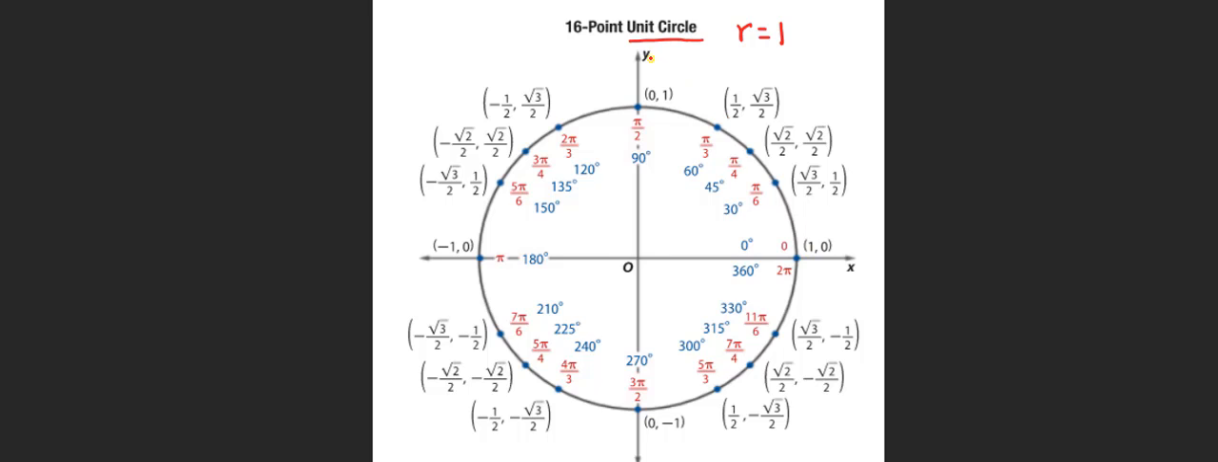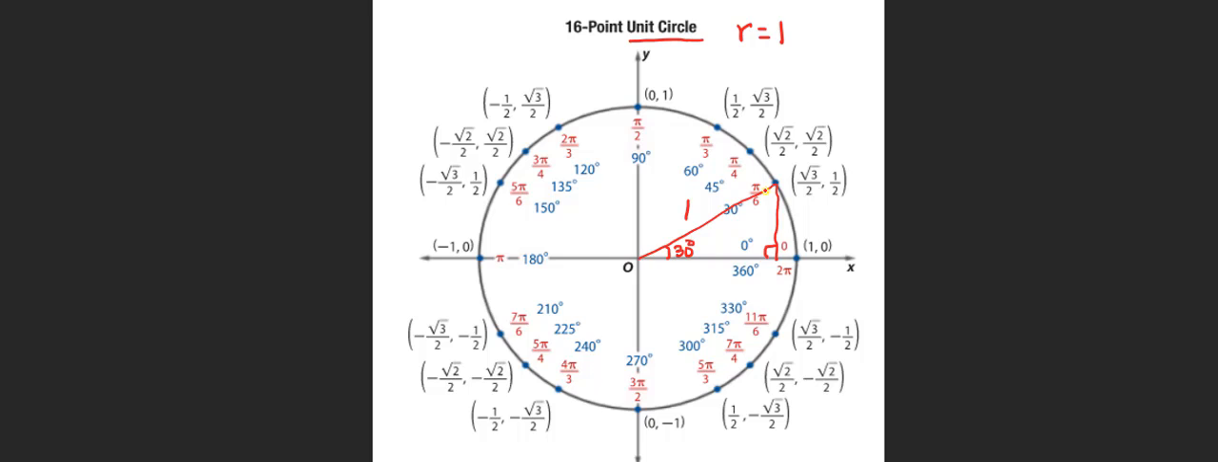Now, let's see why or how they got the 16 points on the unit circle here. Let's say the angle is 30 degrees, or pi over 6 radians. When you draw a triangle from the center to the point on the circle, and draw a vertical line down to the x-axis, you get a right triangle.